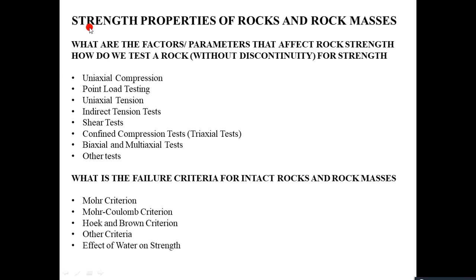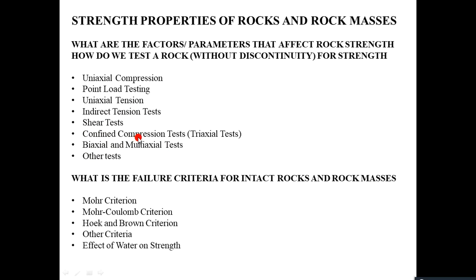So when we talk about the strength properties of rocks and rock masses, what are the factors or parameters that affect rock strength? How do we test a rock for its strength? We make various laboratory tests to understand this, and while doing these tests we identify the uniaxial compression strength, the point load testing, the uniaxial tension test, indirect tension test, shear test, confined compression test, biaxial and multi-axial tests, and various other tests to understand the strength of a rock in the laboratory.